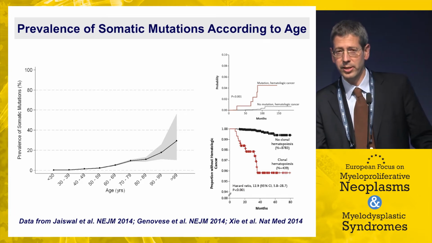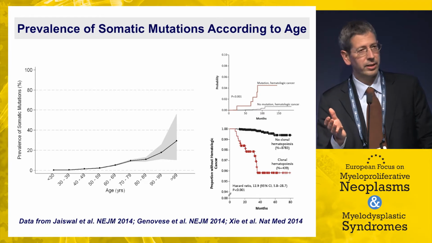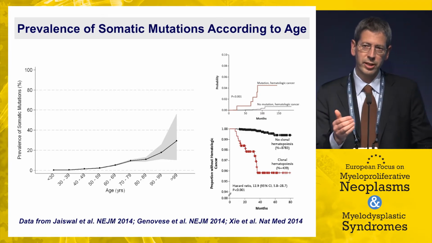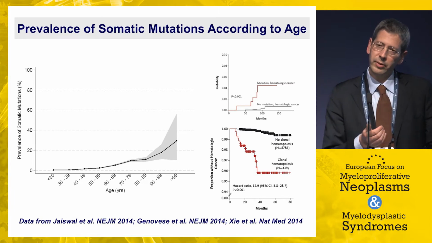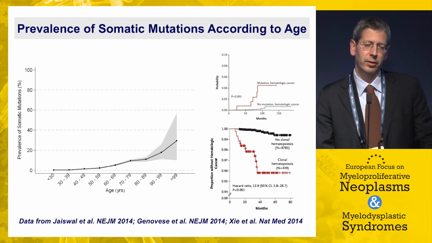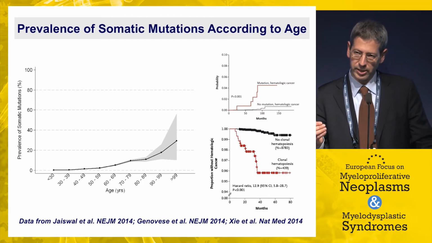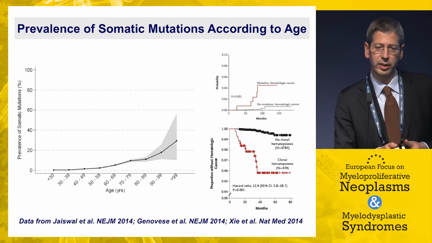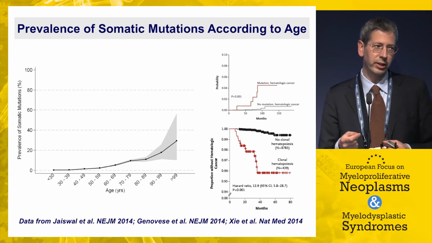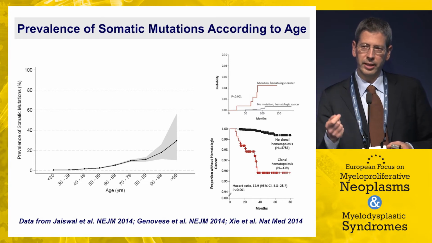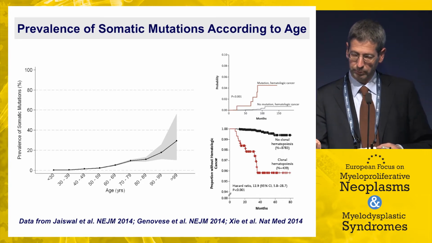As you can see, these mutations are rather rare before 50 years of age, while they tend to linearly increase after this threshold, rising up to 20% of prevalence in subjects 70 years or older. And these hematopoietic clones are associated with a significantly higher risk of developing hematopoietic neoplasms in the following years.